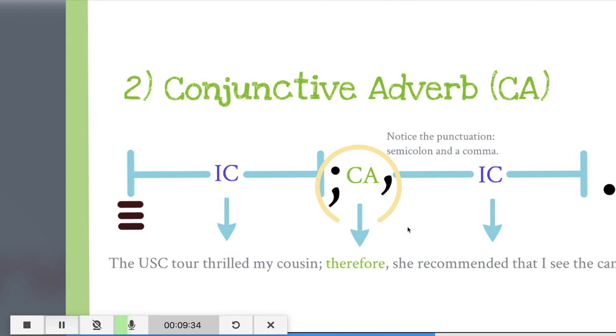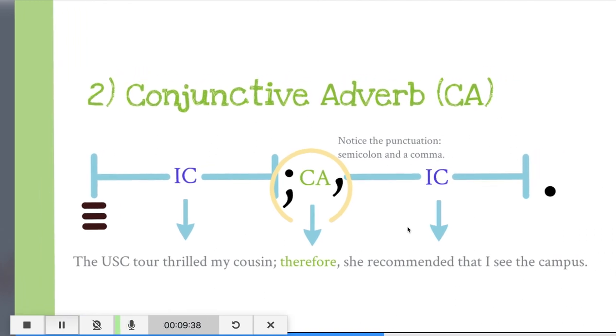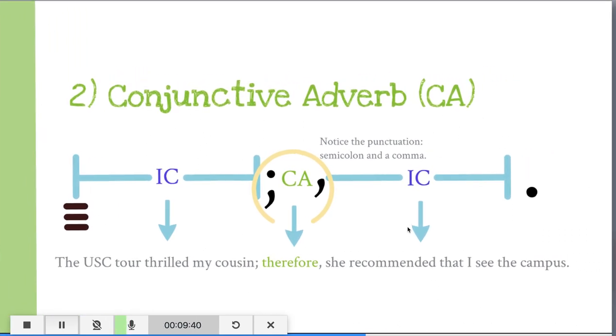Why so much? I'm sorry, I know English can be very, very challenging and difficult, but I promise you, once you get the hang of this, it will feel so much better. So let's look at the board behind me and let's review what a conjunctive adverb is.